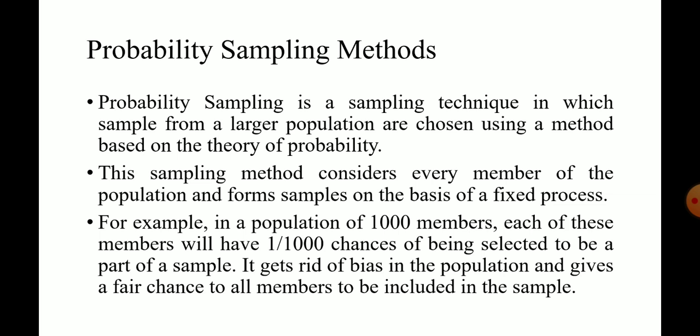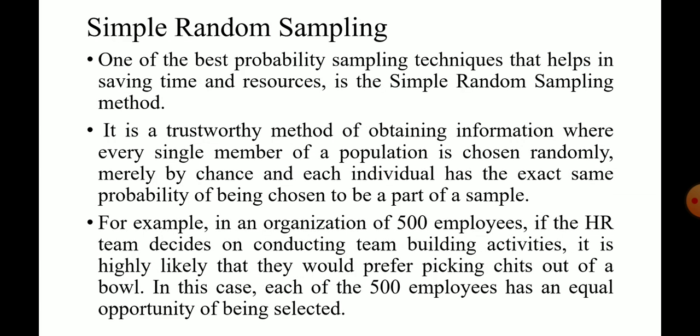Let's see the different types of probability sampling methods one by one. The first type of probability sampling method is simple random sampling. As the name suggests, in simple random sampling the samples are chosen randomly, without following any systematic method. If you see this example, it will be clear for you.